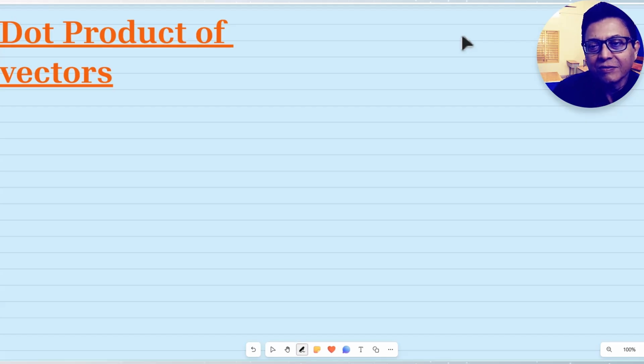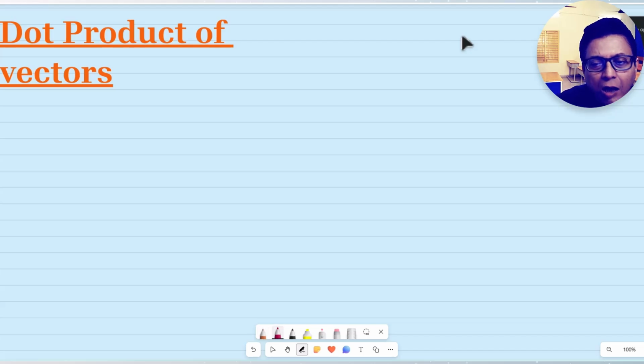Let's start the concept, the definition, how the product of two vectors is defined. We are taking two vectors here, vector A and vector B. O is the origin, theta is the angle between them.